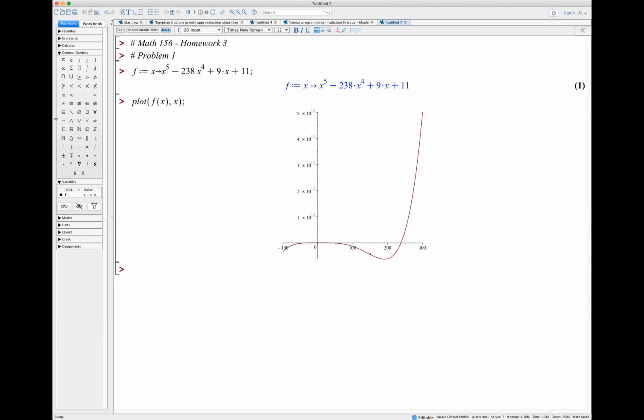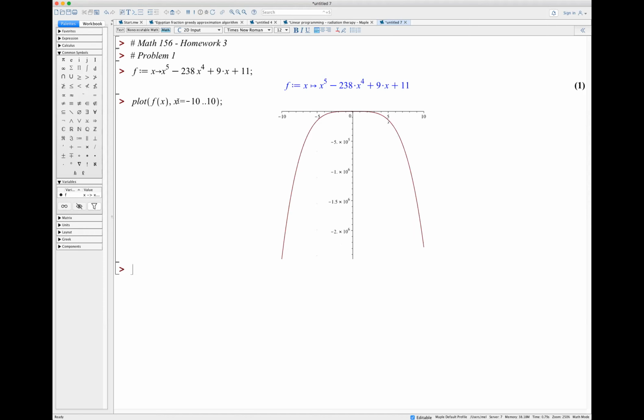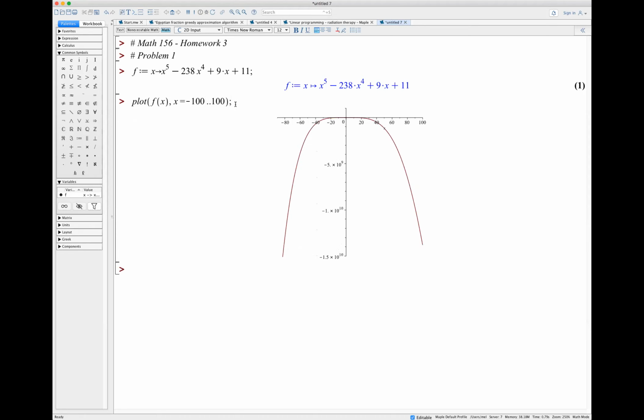Now, Maple seems to have graphed from minus 100 to 300. That's kind of interesting. Let's experiment with this a little bit. That's what it looks like around the origin. Let's look at a bigger graph. Let's really make it huge and see what happens.